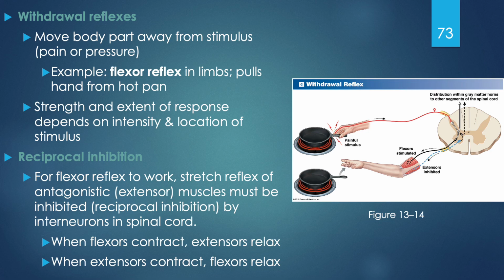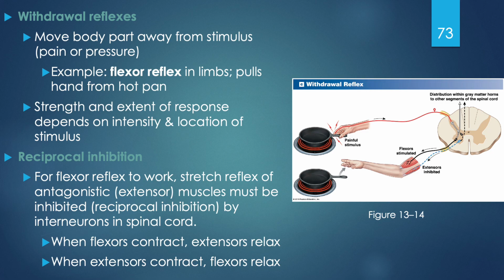Reciprocal inhibition is interesting because it's required for flexor reflexes to work. So we can't just flex all the muscles because we have muscles that work in opposition to one another. So you have things that will flex while the opposite muscle relaxes and vice versa. So for the flexor reflex to work, we also have to have a stretch reflex relaxing the other muscles through reciprocal inhibition. So the interneurons in the spinal cord are responsible for that divergence of sending two different messages.